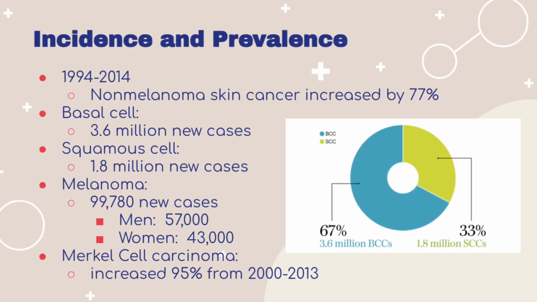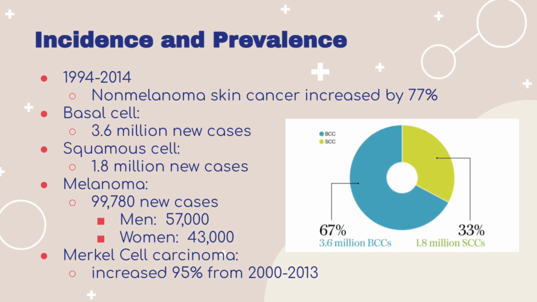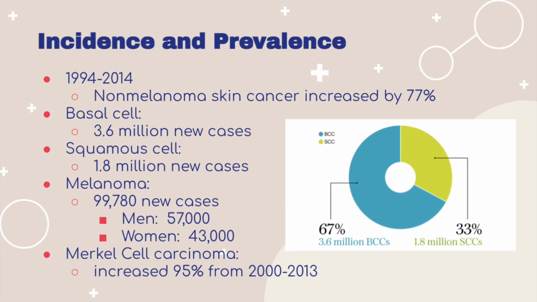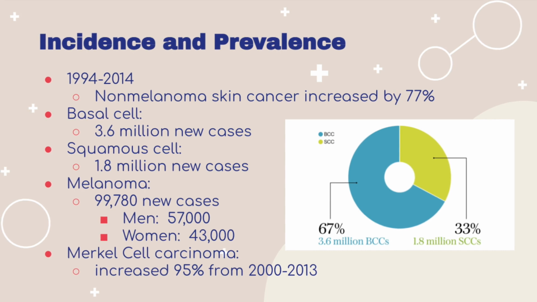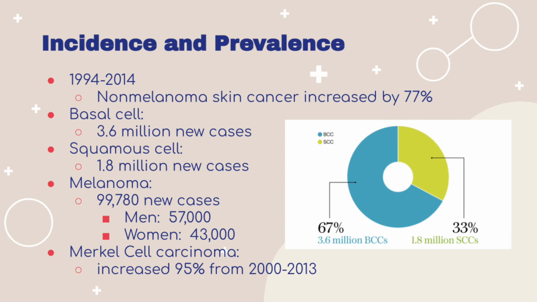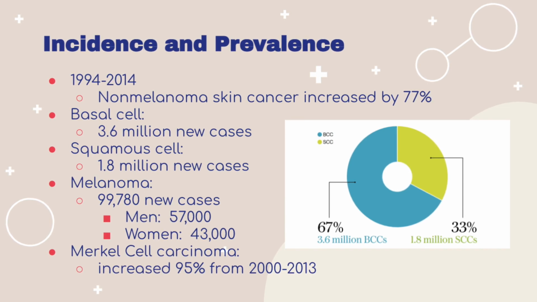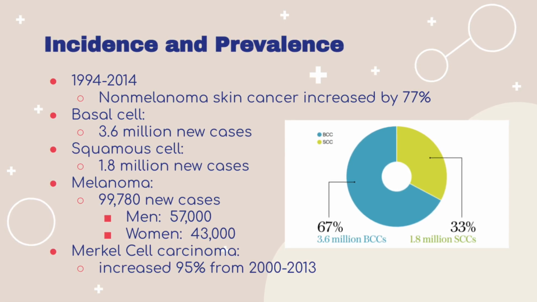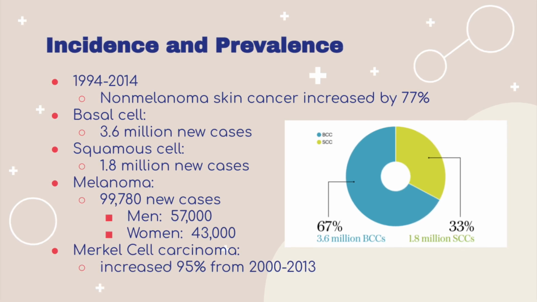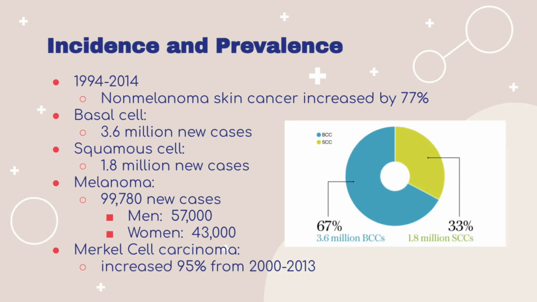And then Merkel cell, which is a very rare and extremely aggressive type of skin cancer, increased 95% between the years of 2000 and 2013. And then the graph on the right shows that of the non-melanoma skin cancer, 67% of it is basal cell and 33% of it is squamous cell, showing that the basal cell is more prevalent than the squamous cell.